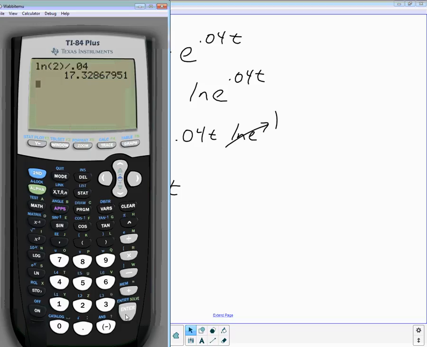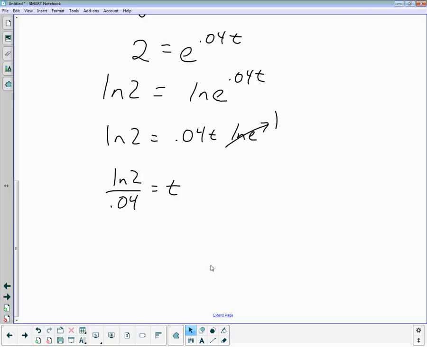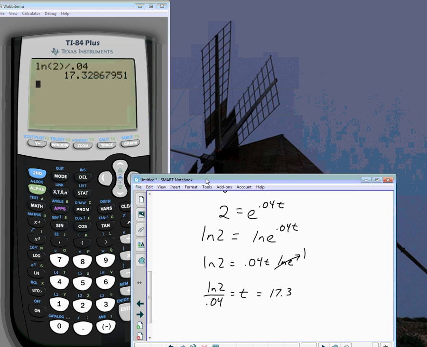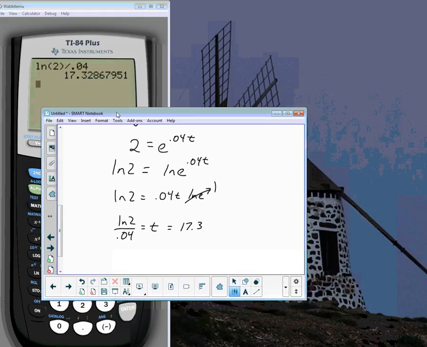Okay, good, done. 17.3. Now remember, IB wants 3 decimal places of accuracy, so you would report this as 17.329.